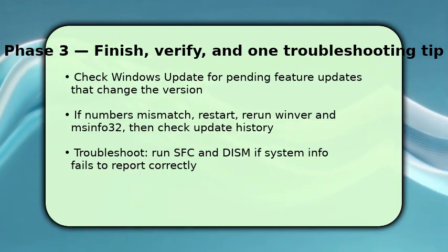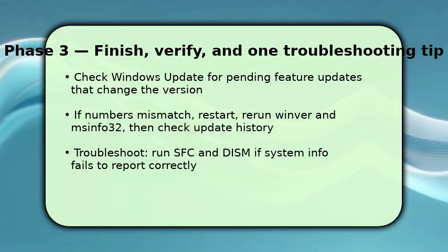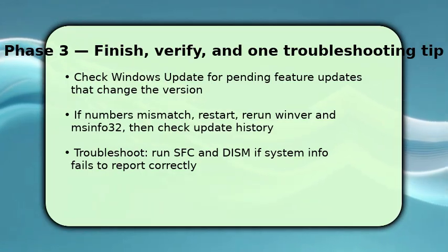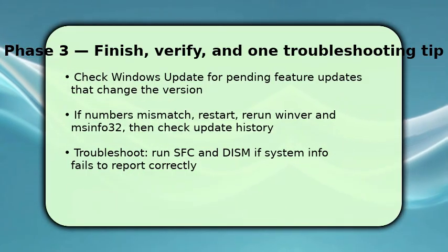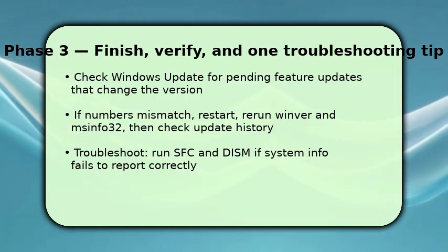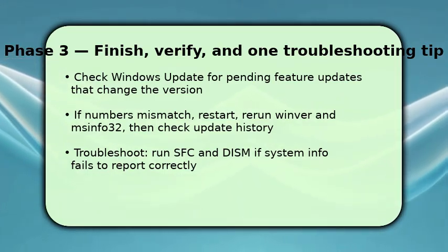If System Information pages fail or return errors, run System File Checker with sfc /scannow and then DISM restore health. That repairs corrupted files that can misreport version data. If problems persist, note exact error text before seeking help. Accurate.